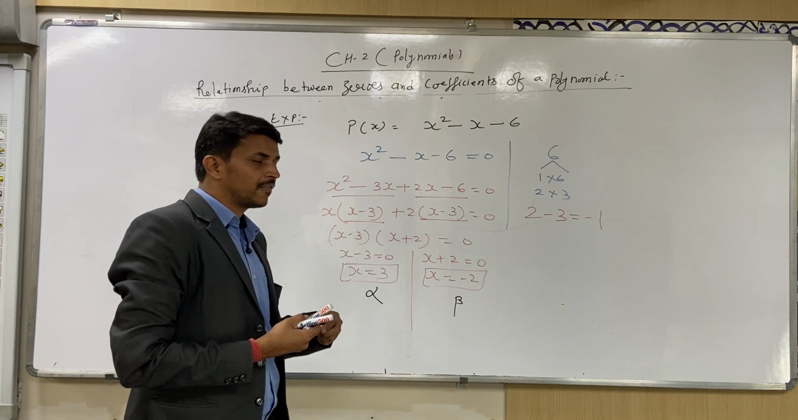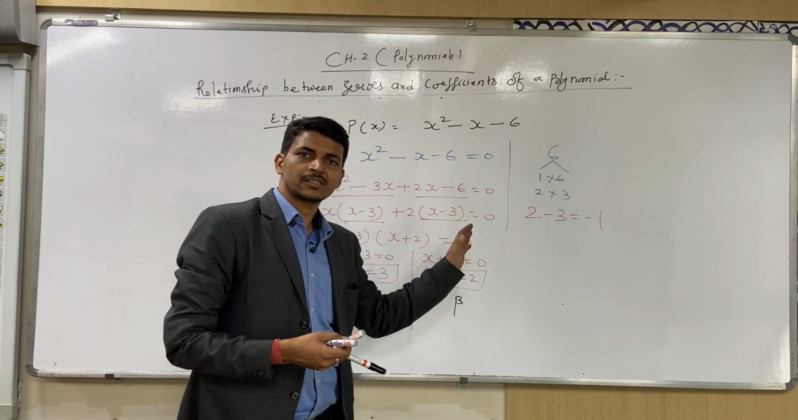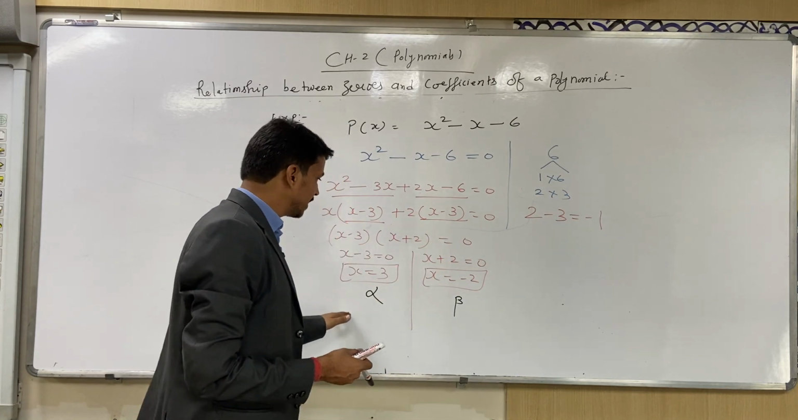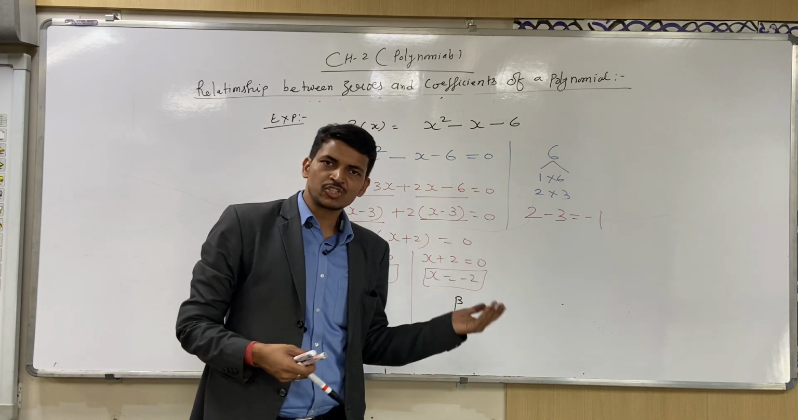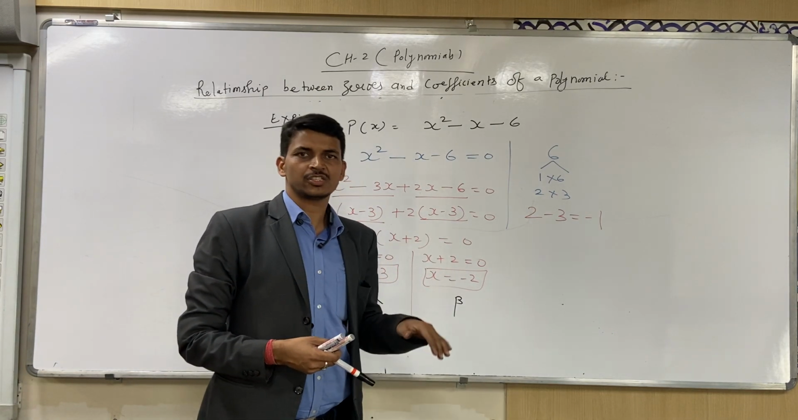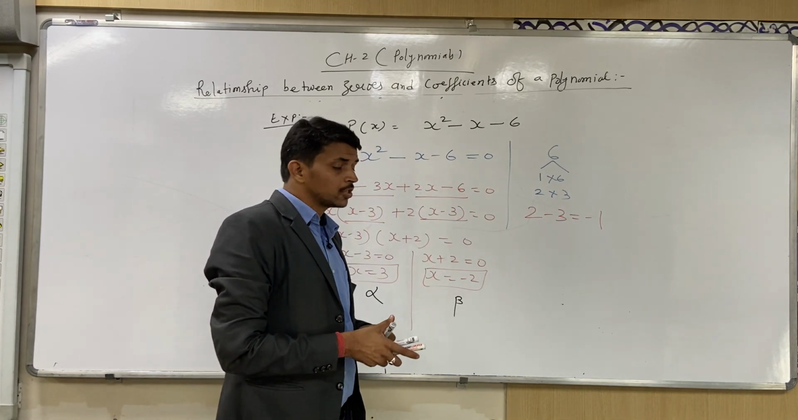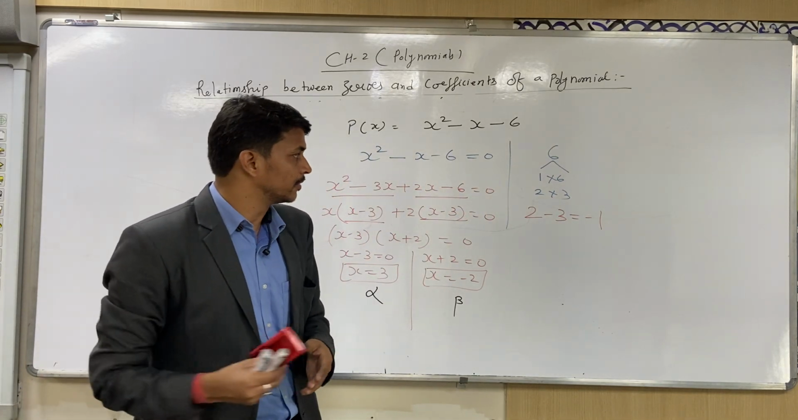Now, the first part is done. As the instruction is to find the zeros of the polynomial, we already did that, alpha and beta we got. The second instruction is to verify the relationship between the zeros and coefficients of the given polynomial. So let us talk about the second part, everyone.